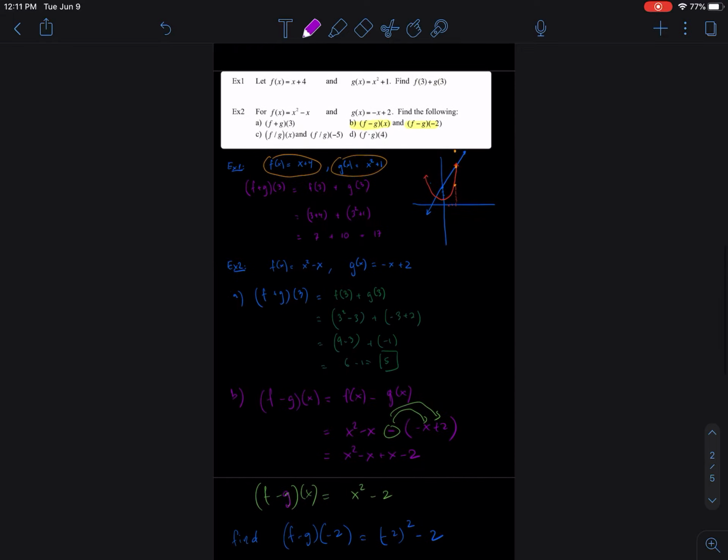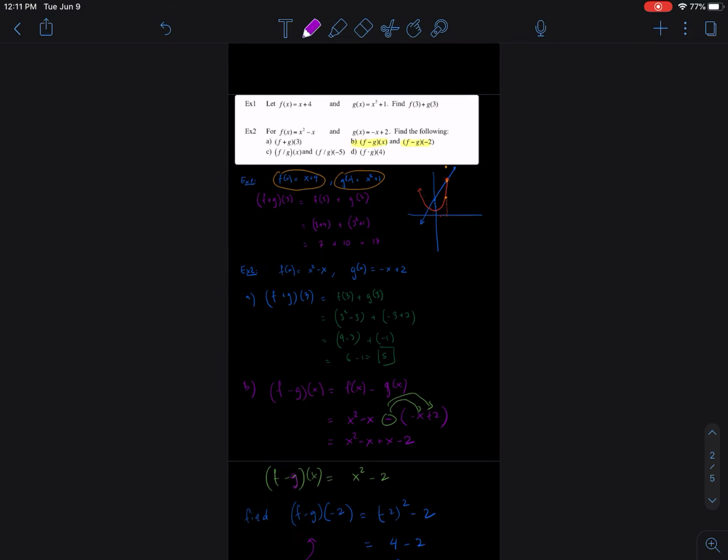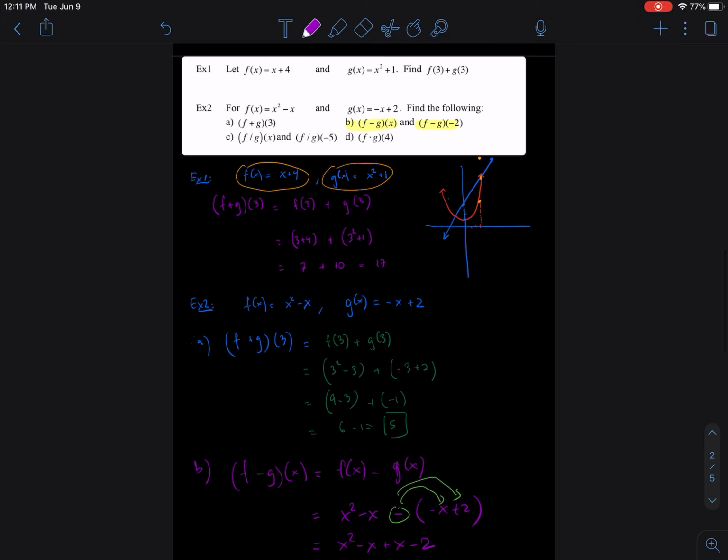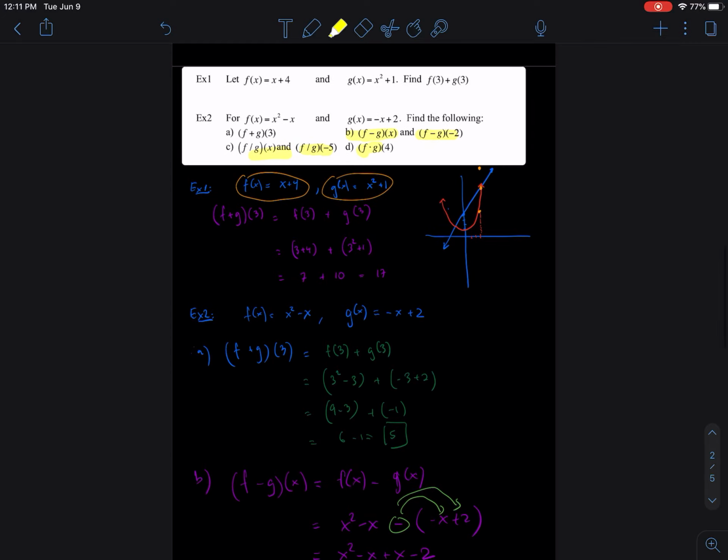Okay, all right. I'm going to let you do C and D on your own in homework and come back with questions in Zoom. This is just asking to divide and multiply the outputs. That's all we're doing there.